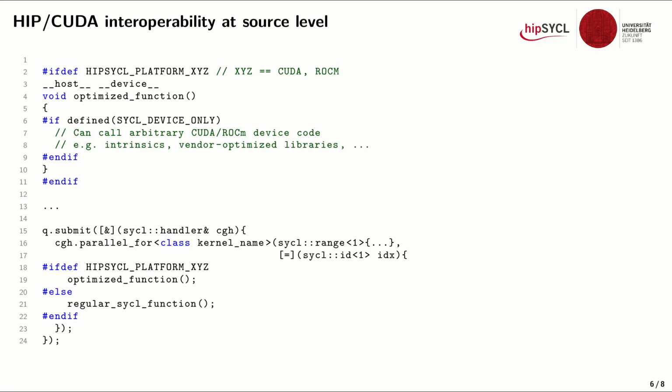Then you can use the SYCL device only macro to check if you're actually in the device compilation path, and if you are, then you can use any arbitrary CUDA or hip device code, intrinsics, vendor optimized libraries, and so on and so forth. Then inside your regular SYCL kernel, you would again just check if you're compiling for your optimized platform. If you are, you call your optimized function. Otherwise, you call some regular SYCL function, some regular SYCL implementation for portability.